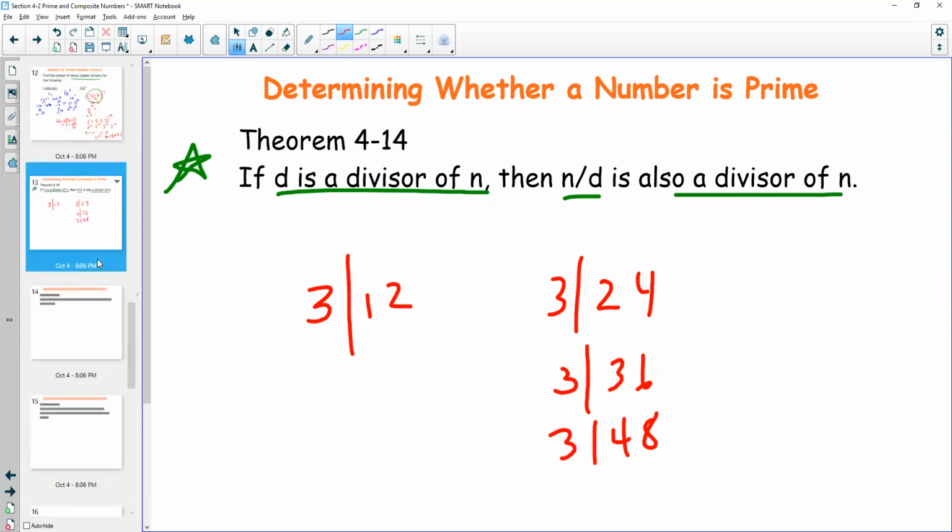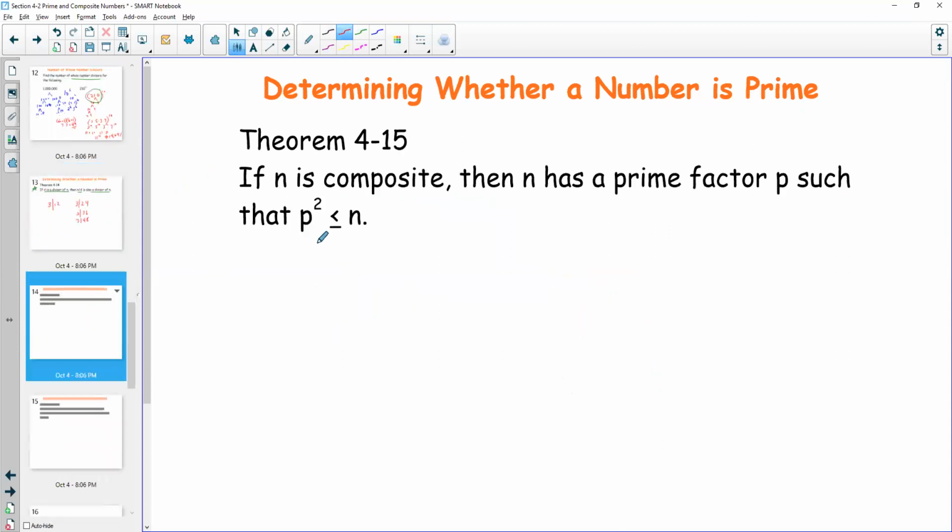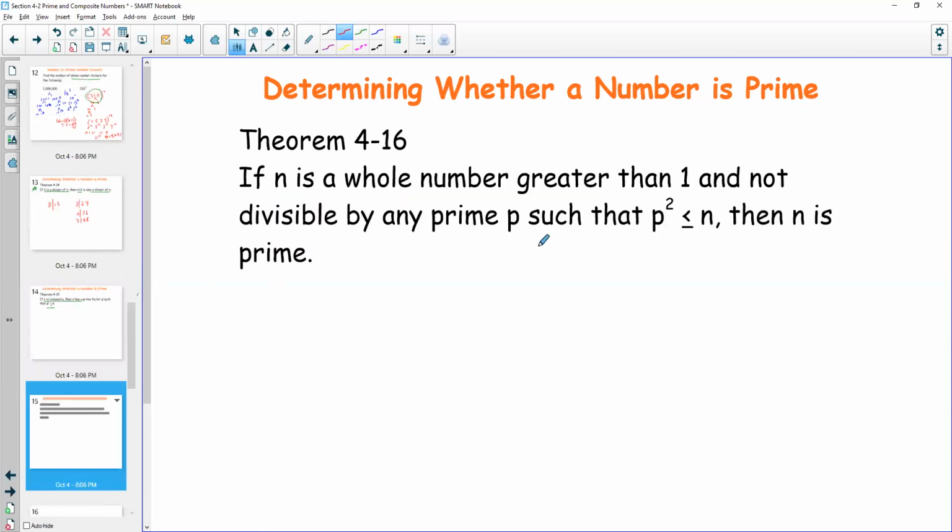The second thing that gets us all the way there is that there is this rule. If n is composite, then n has a prime factor p, such that p squared is less than or equal to n. Okay? So if n is composite, there's a prime number p, with p squared less than or equal to n, that is a prime factor. Sounds crazy, but here's what we're going to do. We're going to try it.